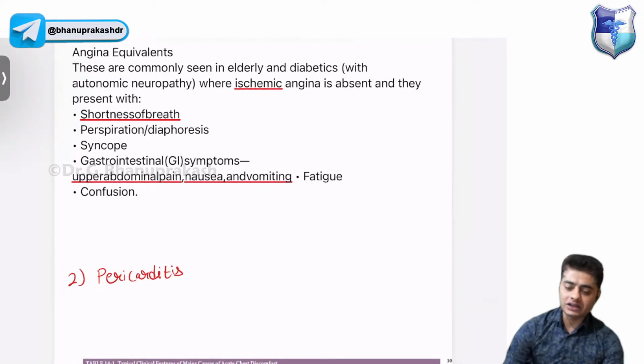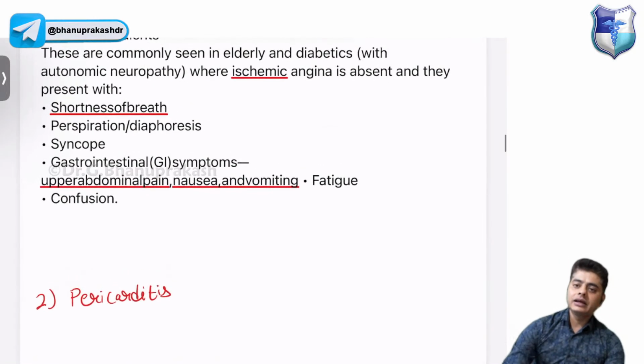These are angina equivalents, and we should remember them, especially when patients are diabetic or elderly, greater than 70 or 80.